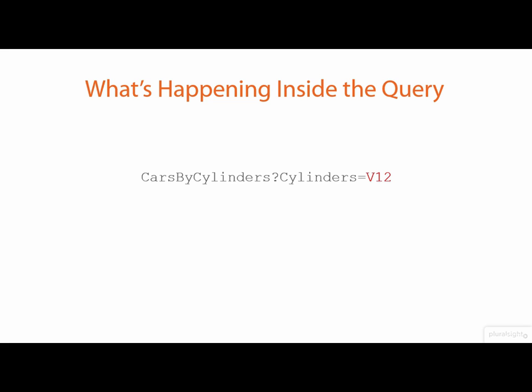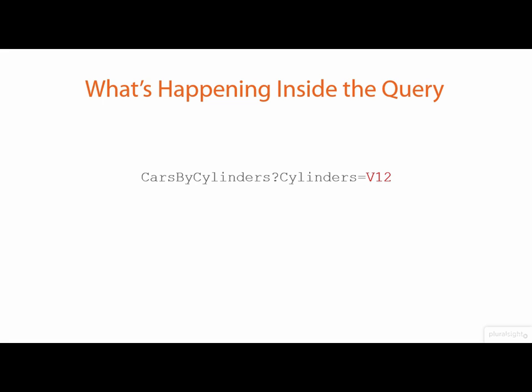So here's the query string that we had originally. So this one is perfectly legitimate. So the resource is cars by cylinder, the query string name is cylinders, and the value is V12. Now I've put V12 in red because that's effectively our untrusted data. So that's the stuff that we're manipulating and that you must always expect an attacker to manipulate. Because they can do whatever they like with it. It's just part of the URL.